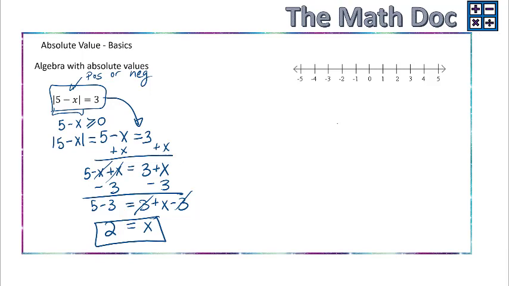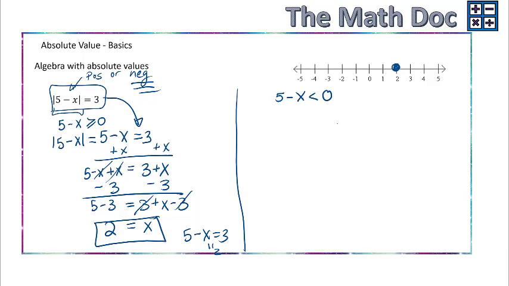Well, it really is, right? 5 minus x is just 3 in this case because we say x equals 2. Okay, so one result is 2 right here. Okay, now let's look at the opposite case where what's inside the absolute value is actually negative. So what happens if 5 minus x is less than 0?